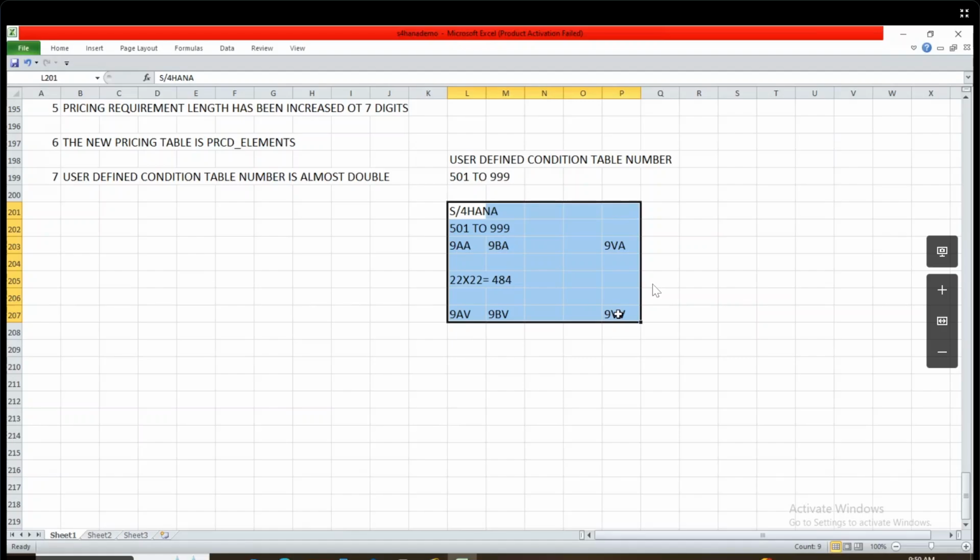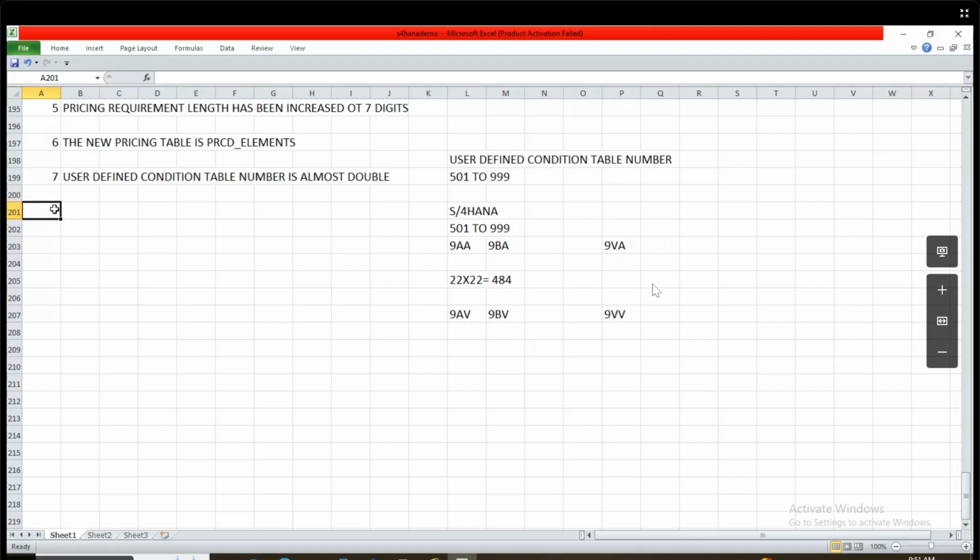Earlier, the user-defined formula numbers were 900 to 999, so we had only a gap of 99. But now they have increased it to 7 digits. You can have more than 999 formula numbers also. Earlier we had restrictions, but now there is no restriction. You can have more tables and more user-defined formulas.